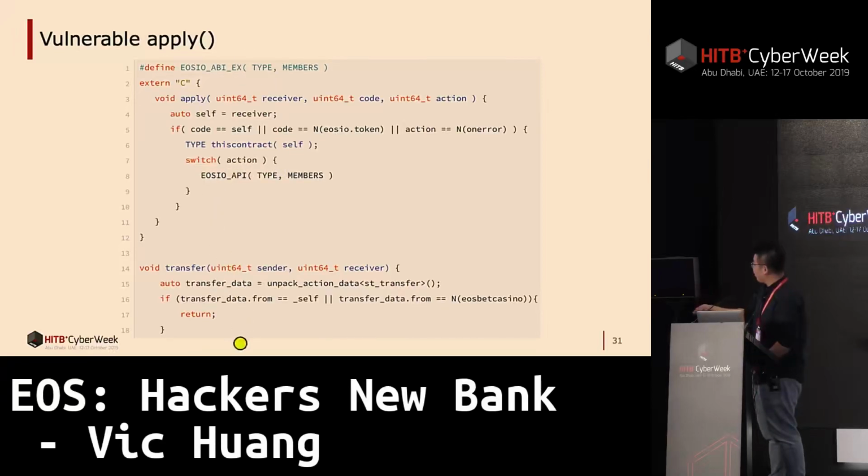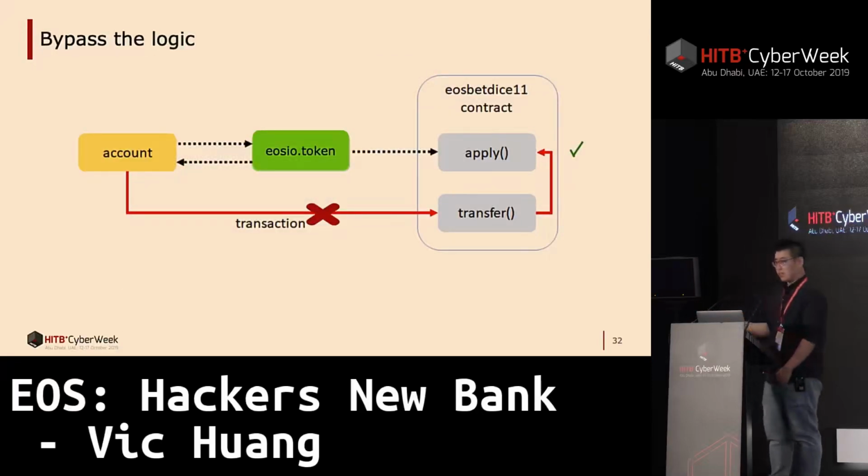Because we found that in the transfer function, there's no verification of the caller. So if we can guess the function name and the variables here, we can directly call the transfer. And this is the attack flow.